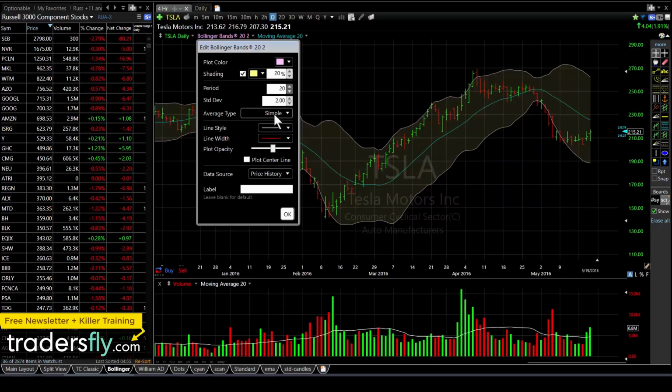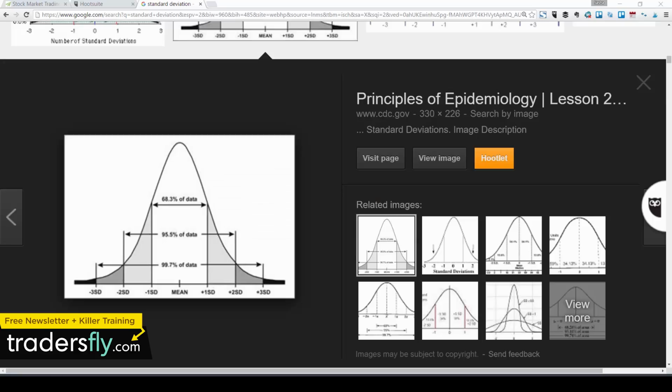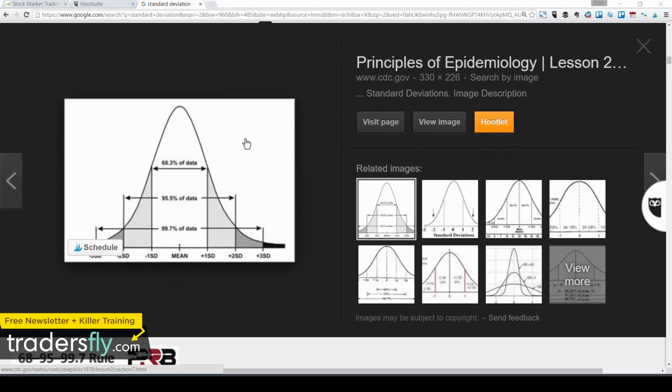I keep it on a simple moving average. You could do exponential, but I keep it simple. But basically, if you look at standard deviations, I keep it at 2 standard deviations here on this Bollinger Band. Now, if you don't know what standard deviation is, here's a quick little image, and you can just look up standard deviations on Google Images or something like that and read a little more about it.